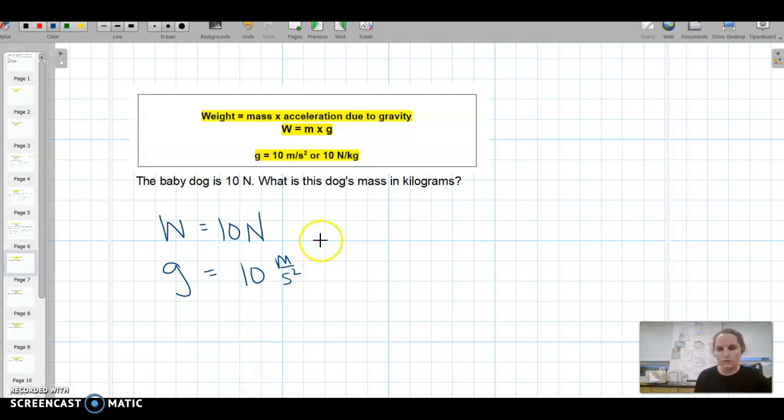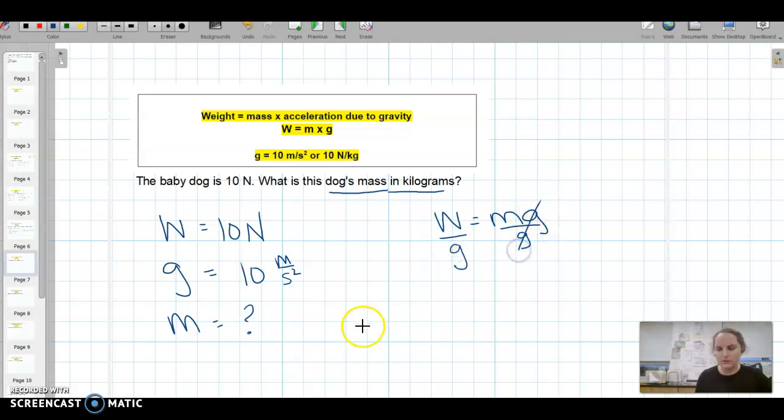Awesome. So what do we need to solve for? Well, we need to solve for the dog's mass in kilograms. Okay, so M to us right now is a question mark. So we are given the equation W equals mg. So we know W, we know G, and we need to solve for M. So in order to get M alone, we just divide both sides by G. This cancels out the G's here, and we get that mass is equal to your weight divided by your acceleration due to gravity. Okay, so now we just plug it in.